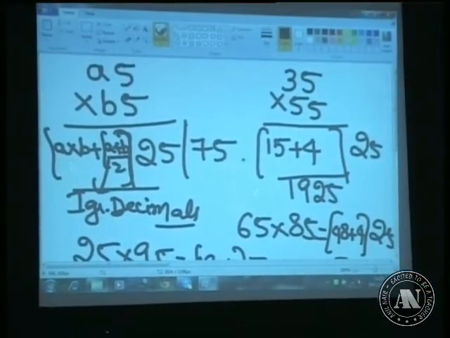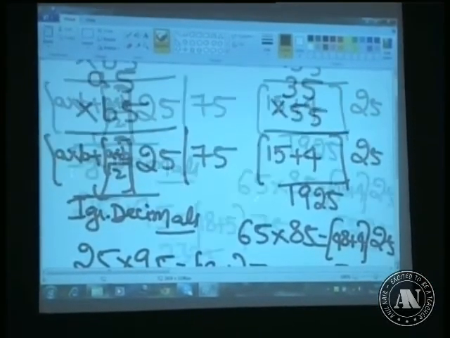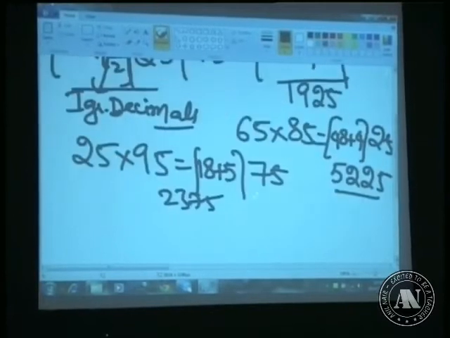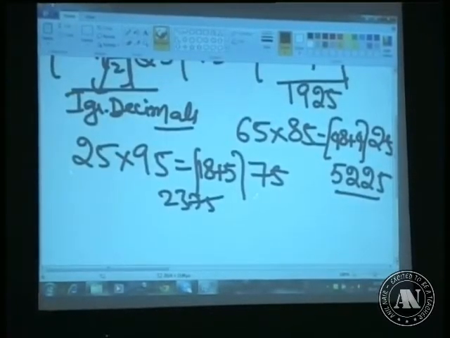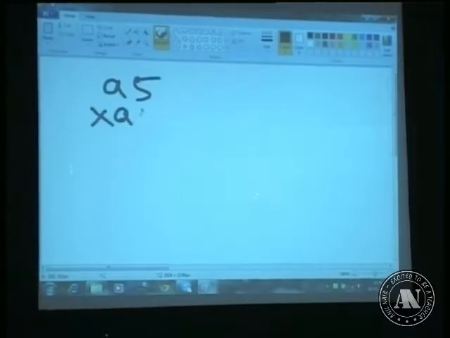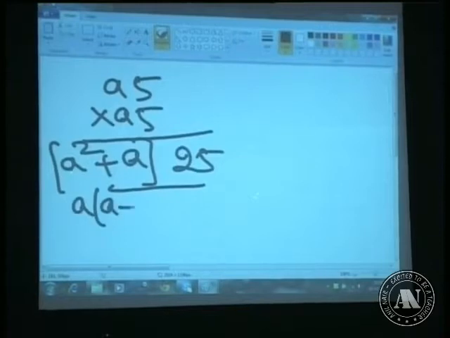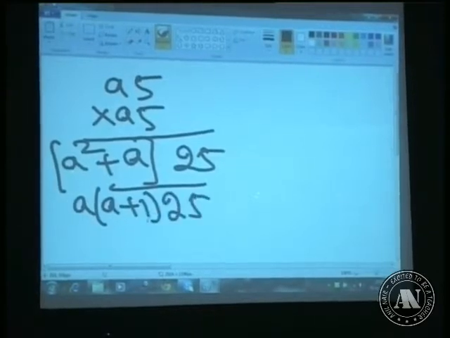Now, if you see, can I go ahead? Sir, there is one more example down. You can make a note of it. A5 into A5, both A are even. D is 25. A into B, D is A square plus 2A by 2. 2A by 2 will become A into A plus 1, 25. That is why we are adding 1.